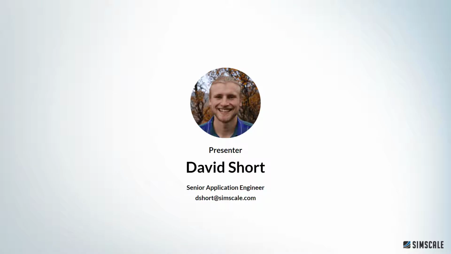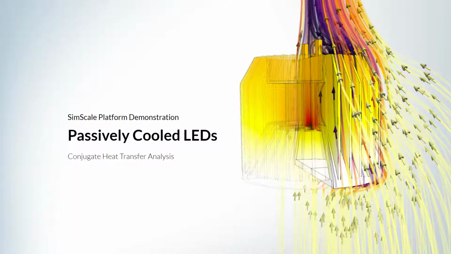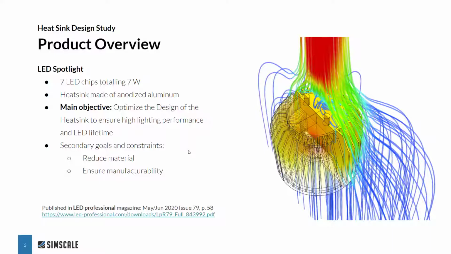My name is David, and I'm going to be taking you through an electronics cooling application on the SimScale platform. Specifically, we're going to be looking at a passively cooled LED module using conjugate heat transfer analysis to optimize the heatsink design. So here's a little rundown of the project details for this CHT application.